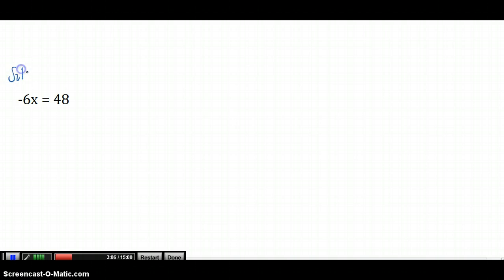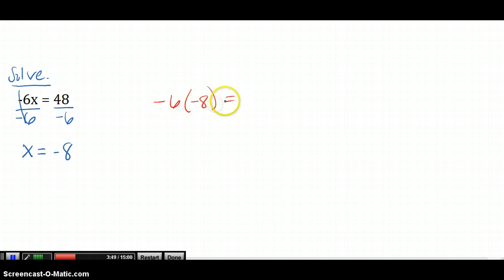The next one, again, the directions are solve. I have negative 6x equals 48. I need to get x all by itself. When numbers are written right next to each other, it's like multiplication. So I have negative 6 times x. So the opposite operation of multiplication would be division. So I'm going to divide by negative 6, and I have to do it to both sides. So my negative 6 cancels out, and I'm left with x equals 48 divided by negative 6 is negative 8. And I can check my answer by plugging in negative 8 for x to see if it equals 48, and negative 6 times negative 8 does equal 48, so my answer is correct.